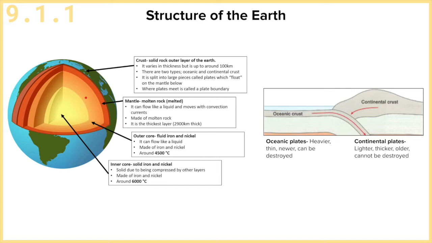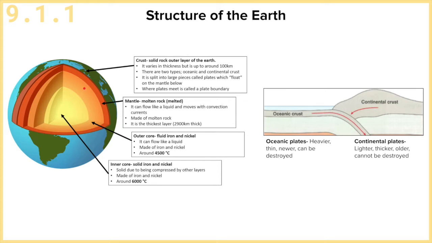And then at the top we have our thinnest layer, and this is called the crust. The crust is what we're standing on now. It is a broken part of the Earth, and by that I mean it's split up into lots of little bits which we call plates. There are 2 types of plates, one called oceanic and one called continental, and they float on top of the magma inside the mantle.